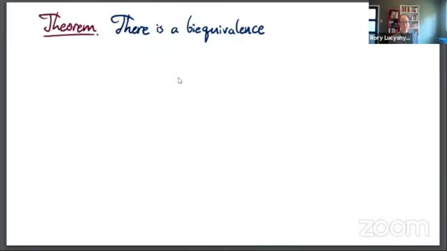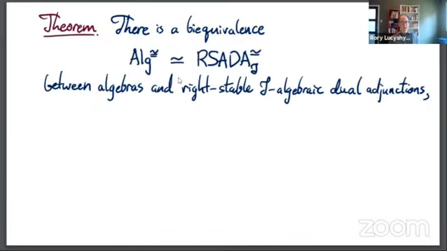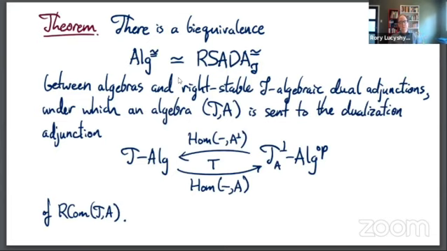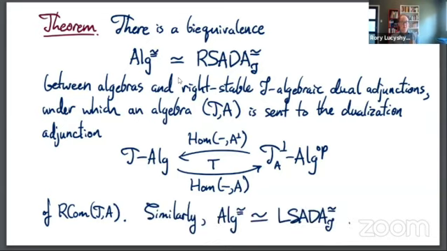And with these notations, we can state our final results. First of all, there's a bi-equivalence between just algebras and right stable algebraic dual adjunctions, under which an algebra (T, A) is sent to the following dualization adjunction involving T-Alg and T-perp-sub-A-Alg. And this is the dualization adjunction of the bifold algebra Rcom(T, A), whose faces are A and A-perp. So on the left-hand side, we're able to reduce the structure to just algebras, and we get an equivalence between algebras and right stable algebraic dual adjunctions. But then we can go further. Similarly with left stable as well, we get a similar biequivalence.